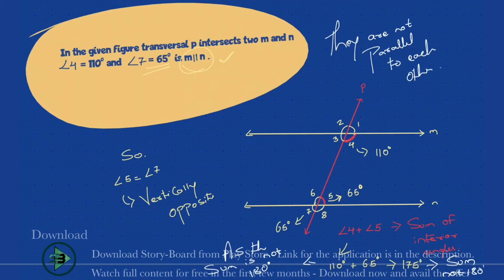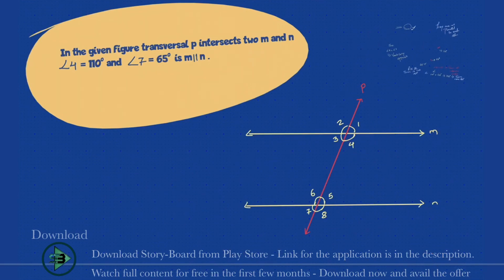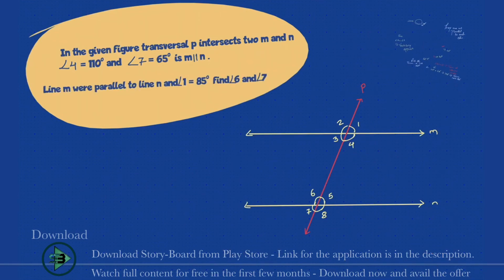So now we are going in reverse. We are not deriving the angle; from the angle, we are deriving the nature of the lines. In geometry, mostly we go in reverse as well, so remember such scenarios. Now I put a different scenario to the same question, which says line M is parallel to line N. Consider that a new question.